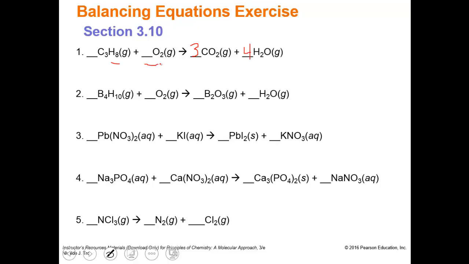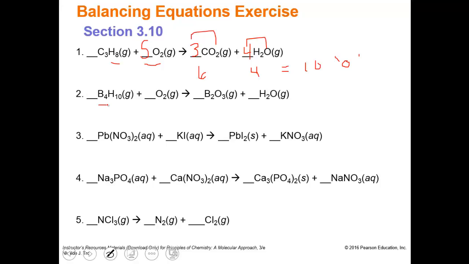I have 2 oxygens on the left right now. Let's count them up. 3 times 2 is 6. And 4 times 1 is 4. So there's 10 oxygens on this side. So just put a 5 there and we're balanced. Always pick the most complicated molecule first. Let's look at the second one.